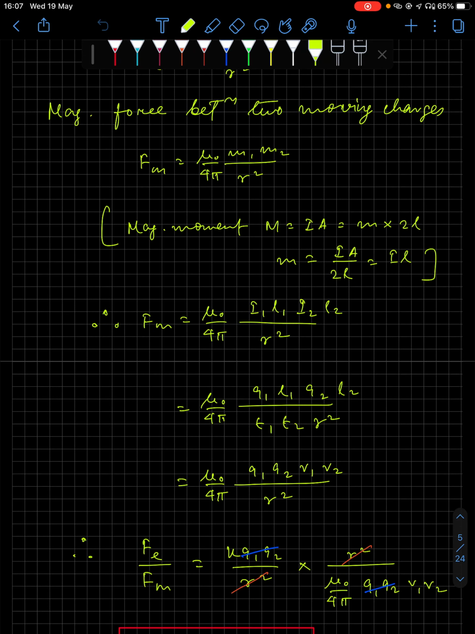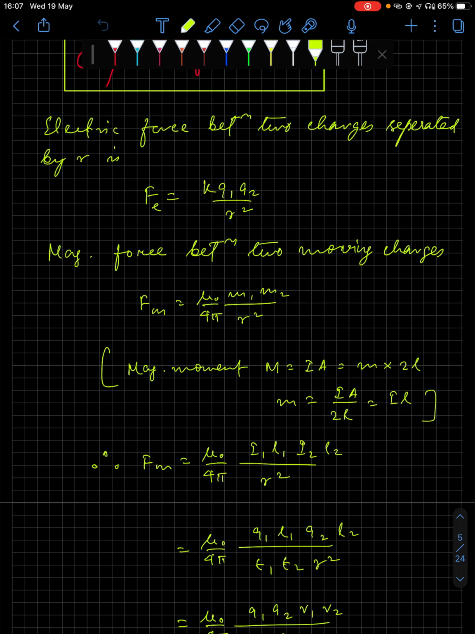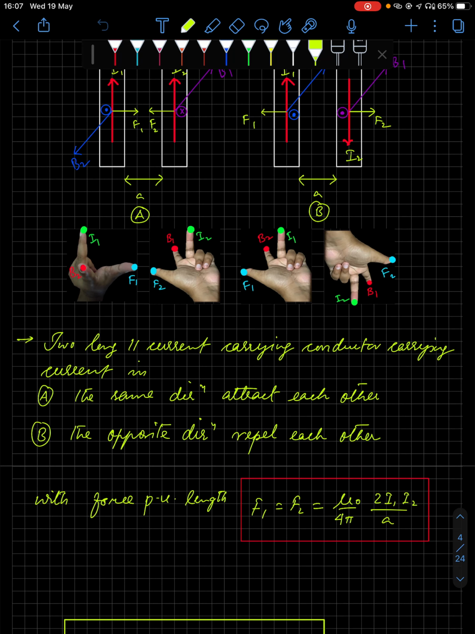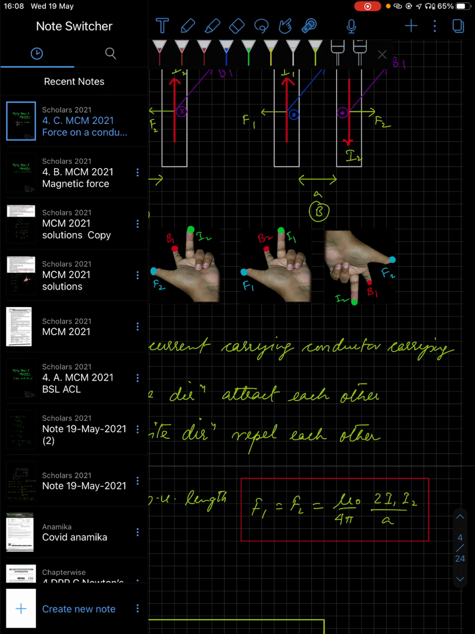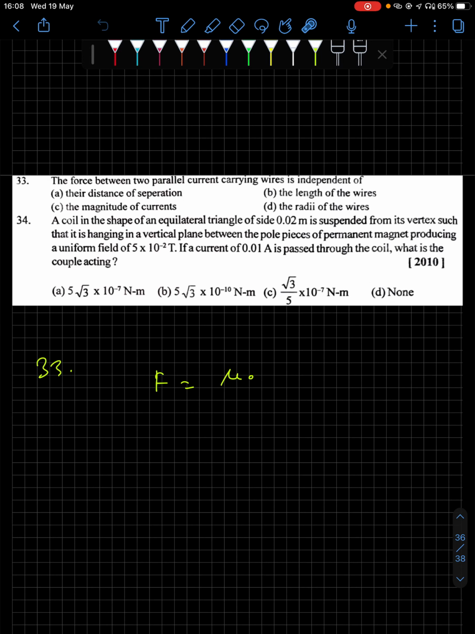So yes, this was the relation, magnetic force between two wires. So μ0 by 4π, 2I1I2 by A. This is force per unit length. So F equal to μ0 by 4π, 2I1I2 divided by A.